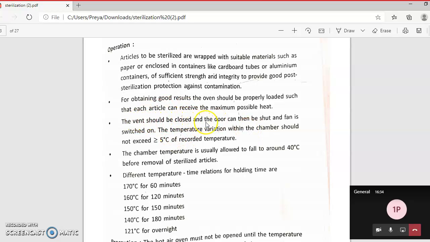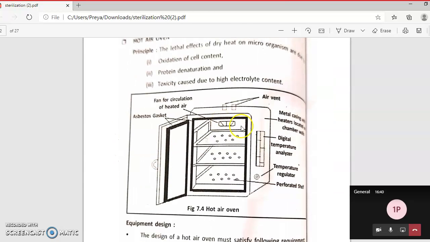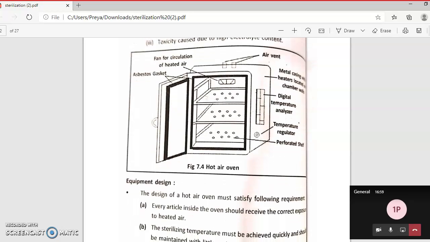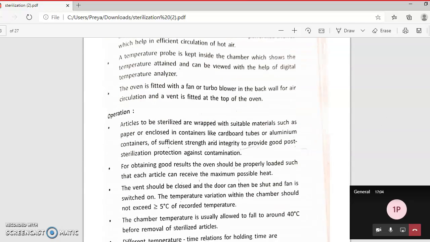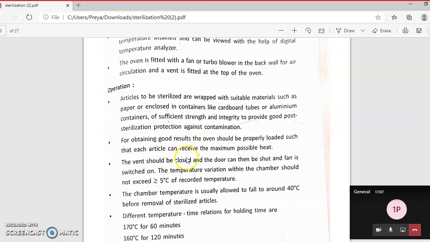The vent should be closed and the door should be shut, right? The vent is available on the top. See, this is the air vent, okay? You have to keep this air vent closed, okay? What is the role of this air vent? When you complete your cycle, then you open the door, or otherwise open this air vent, so it will gradually reduce the temperature, okay? So when you start working, you have to close your vent, the door should be shut and the fan should be switched on, okay? These are the basic 3 requirements.